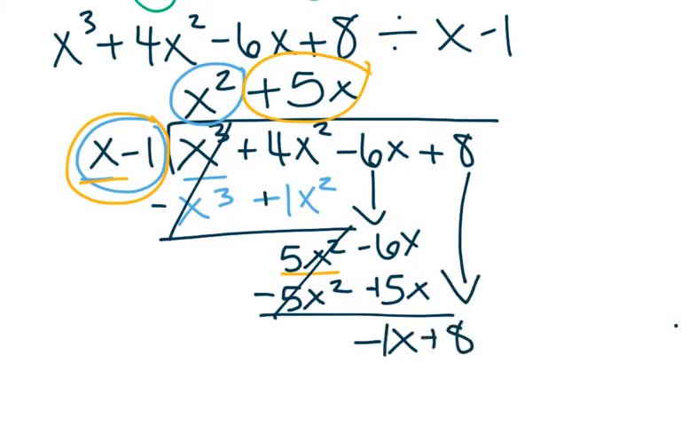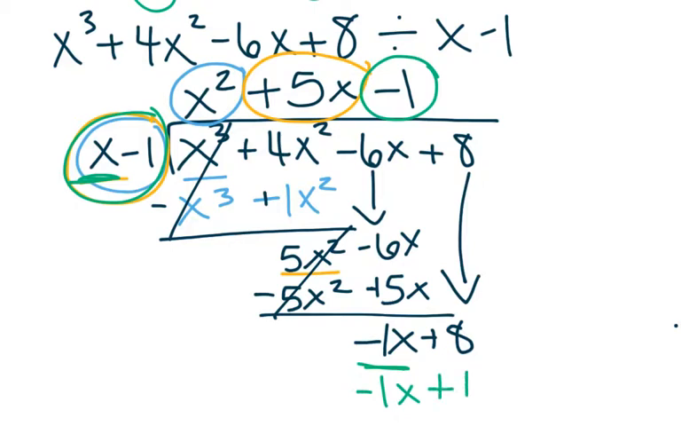If that bothers you, you can write a negative 1x. Now I'm looking at this term and this term. The only thing I can multiply an x by to get negative 1x is a negative 1. And then I'm going to multiply what I just wrote by the divisor. Negative 1 times x is negative 1x. Negative 1 times negative 1 is positive 1. I'm going to change everything I just wrote to the opposite sign. That cancels out. 8 plus a negative 1 is 7.